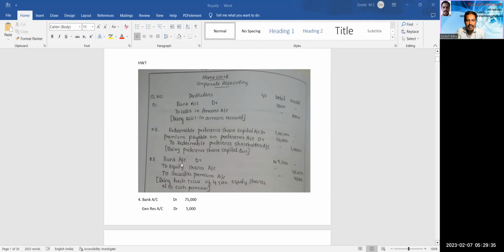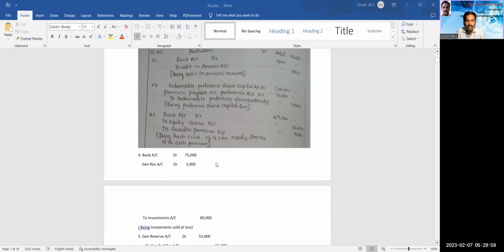Third journal entry: bank account debit 49,500 because new shares are issued. 4,500 into 11 rupees, 49,500. To equity share capital account 45,000 credit, to securities premium account 4,500 credit. Being fresh issue of 4,500 equity shares of rupees 10 each at 10% premium. That's right, the third one is also right.